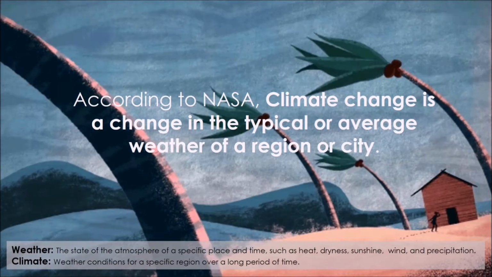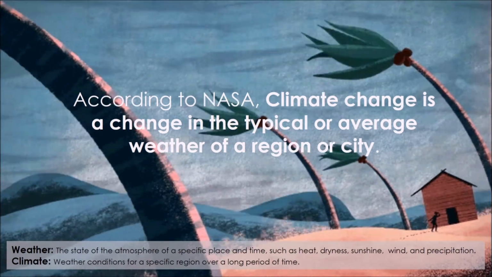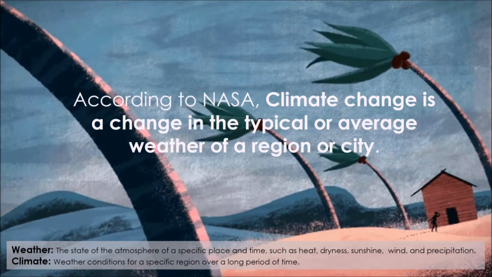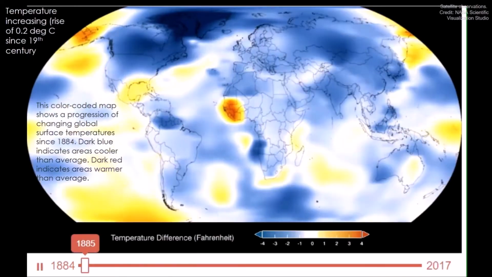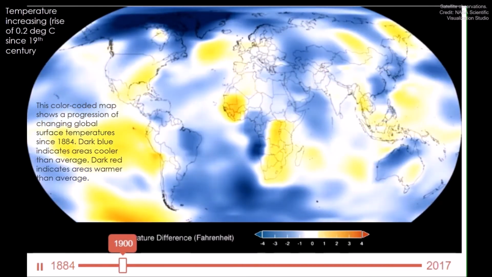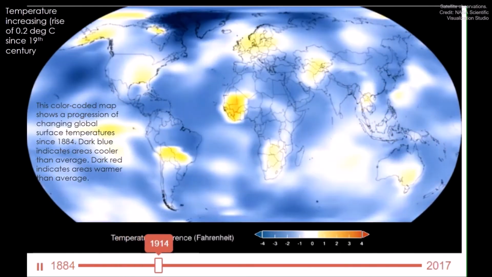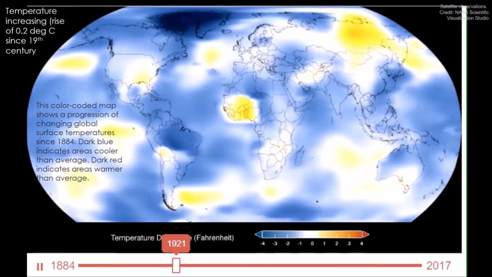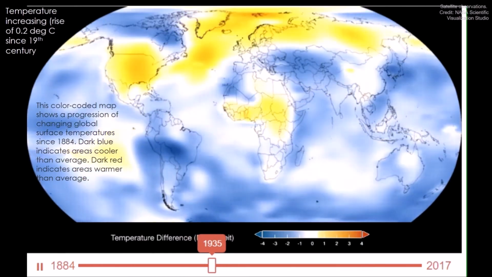According to NASA, National Aeronautics and Space Administration of the US, climate change is a change in the typical or average weather of a region or city. So climate change is all about change of temperature, precipitation, relative humidity, and change in the wind speed and in the wind movement pattern. This map shows a progression of the changing global surface temperatures since 1884.